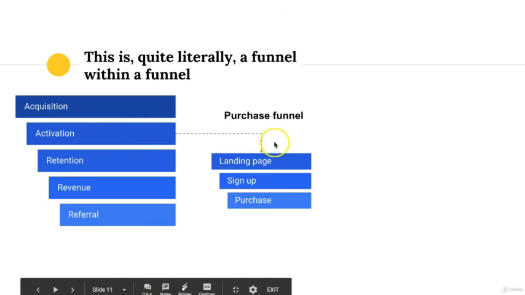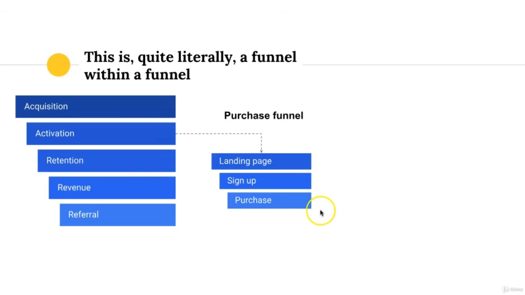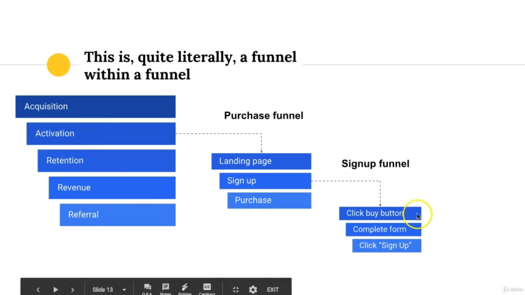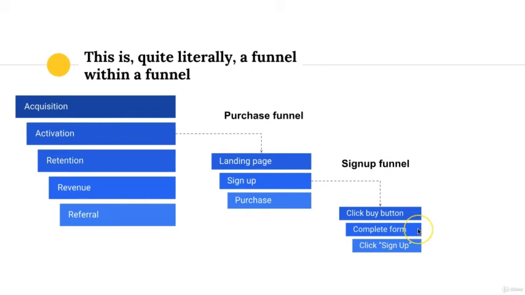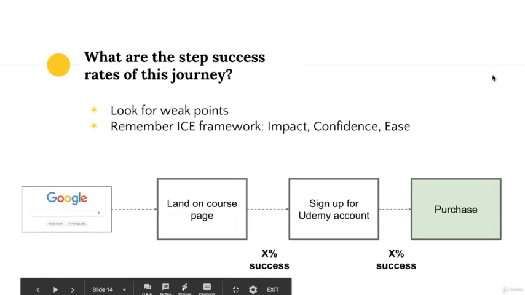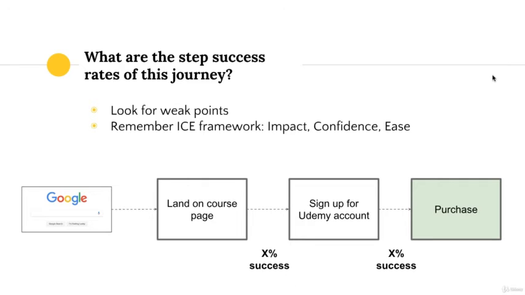Activation breaks down into these 3 steps: landing page, sign up, purchase. But we can go deeper than that. The sign up part of the purchase funnel actually has its own funnel. You have to click the buy button, you have to complete the form, and then you finally have to click sign up. So the point is to look at the success rates of each step of this journey and find weak points that you can improve.